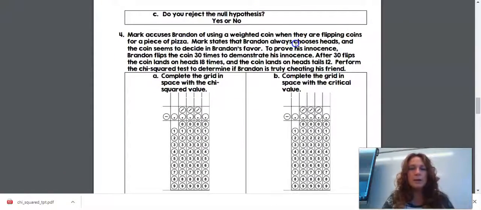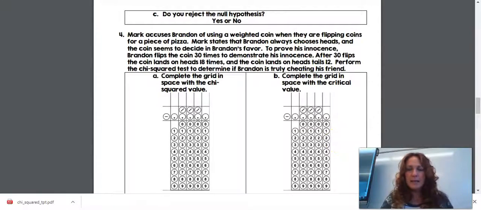So you've got 2 friends, and one says that the other one is cheating because they're flipping coins for a piece of pizza. Brandon chooses heads. It seems like that's always what happens. Brandon says that's not true. I'll flip the coin 30 times for you, and we'll see what is going on with the coin.